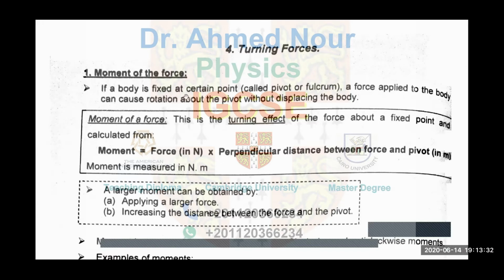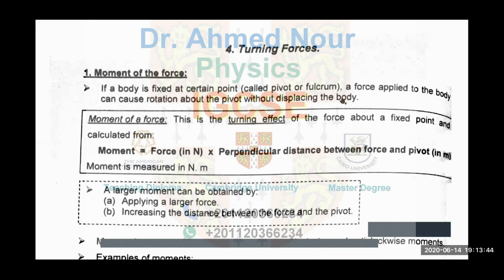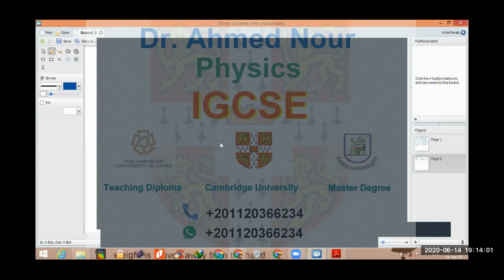If a body is fixed at a certain point, called pivot or fulcrum, this is the point where the object rotates. We can call it pivot or fulcrum. A force applied to the body can cause rotation about the pivot without displacing the body. As I told you, the cover of the physics book makes only rotation. Okay, so how can we write this formula? We can write it this way.